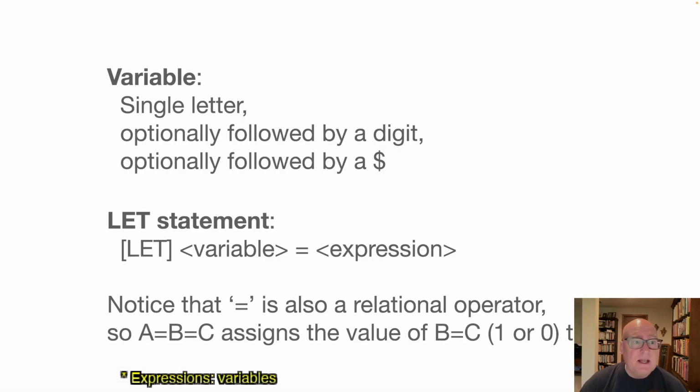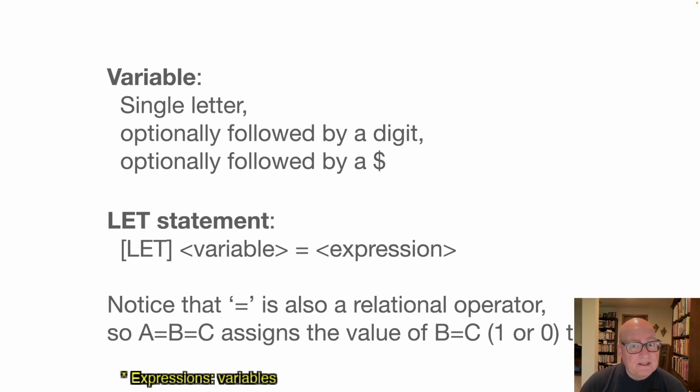So today we're going to look at variables. And in these old BASICs, a variable was very simple. It could be a single letter, optionally followed by a digit, optionally followed by a dollar sign, which means it's a string. We haven't dealt with strings at all yet, so I don't know if we'll bother with them. But there's no long names or anything like that.